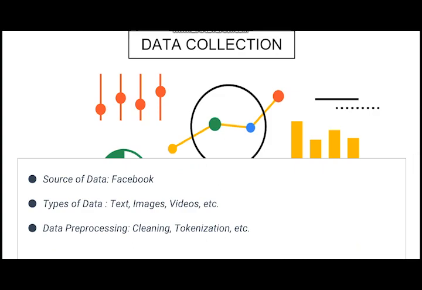So the first phase is data collection. Where and how can we collect the data? For this research we need data sets, so data collection is a vital part. As we mentioned, we are detecting cyberbullying text from Facebook, so we will collect the data set from Facebook. Then we will process it.